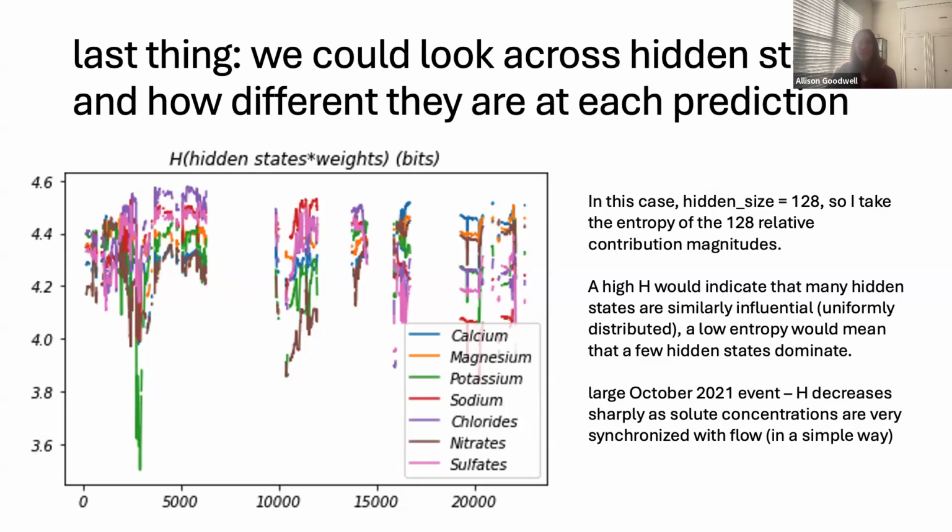Sometimes you need a lot of stuff to predict something, and sometimes you only need a little bit. So this is an example where we only need a little bit. You can see all of the time series, but especially potassium really plummets during this event right here. I'm reading that as the solute concentrations becoming very synchronized with flow during this particular event. So we have a really sharp mobilization or dilution, and that is being reflected in the way that the model is applying these hidden states to the prediction.